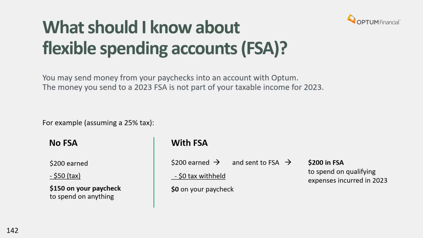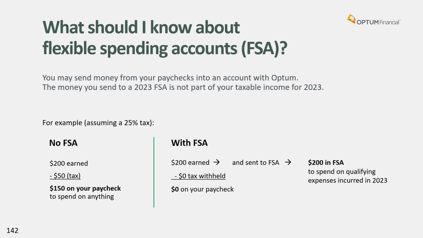The idea behind flexible spending accounts is that you're allowed to set money aside from your paychecks without paying taxes on that money, and then you may spend that money on certain eligible expenses, having never paid taxes on those purchases. As an example, on the screen here, you see, assuming a 25% tax rate, someone with no FSA earning $200 and waiting for the money to come to them on their paycheck may have $50 withheld from their check before they actually receive then what is only $150 in their check. And they can then use that $150 to purchase anything.